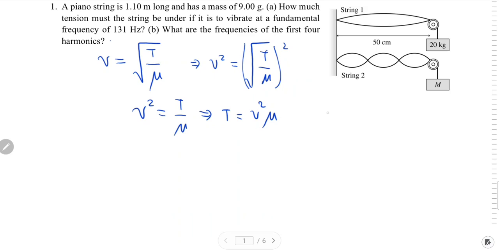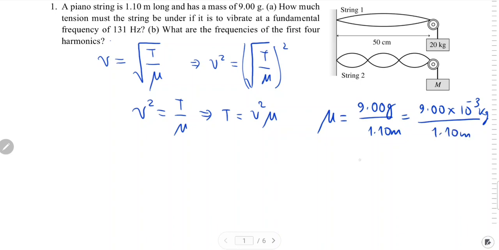Now mu, we can find by using the formula for the linear density of the string, which is mass over length, which is 1.10 meters. And we want to express this mass in kilograms, so that gives us 9 times 10 to negative third kilogram over 1.10 meters. So if we do the calculation, we get 8.18 times 10 to negative third kilogram per meter. So we got mu. Now we need to find V, and we have an equation for V.